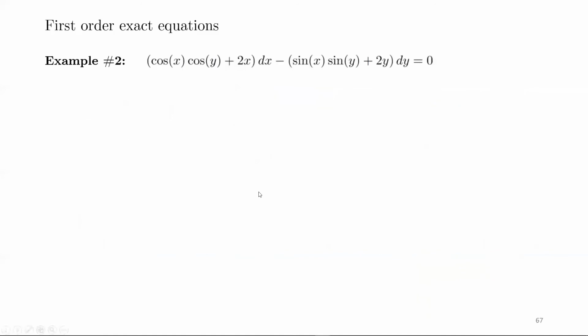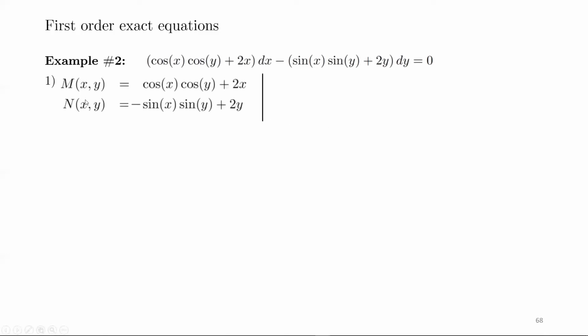So we're given the differential equation cosine x times cosine y plus 2x, all times the differential dx, minus sine x sine y plus 2y times dy equals 0. It's clearly a non-linear first order ODE. It's clearly not separable. Well, in fact, you should try that. Feel free to try to separate these variables, but you won't be able to. It's clearly not linear, so we can't use the integrating factor method. So we should check to see if this equation is exact, and if it is, we can solve it.